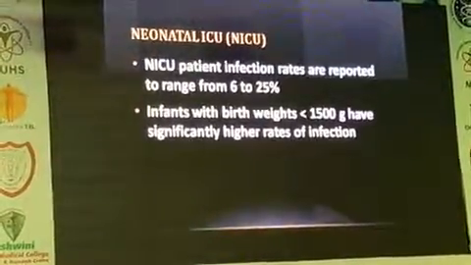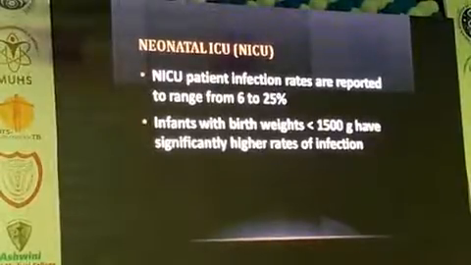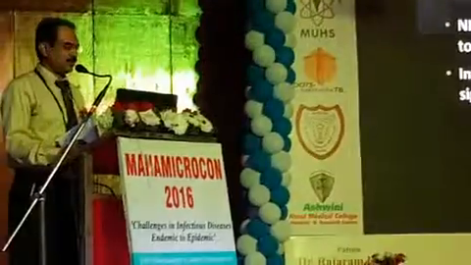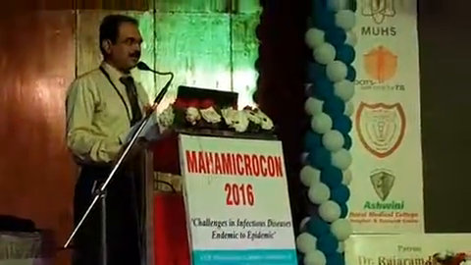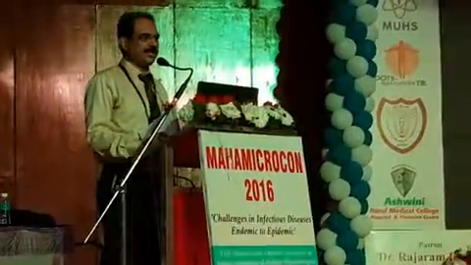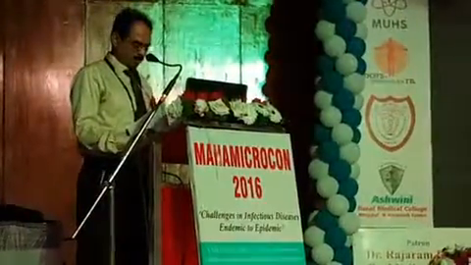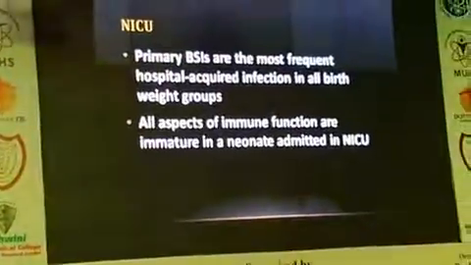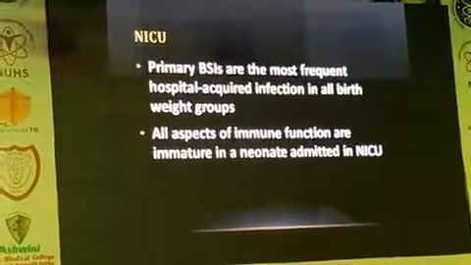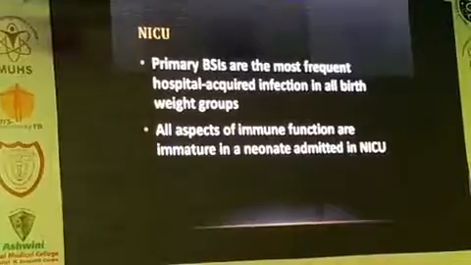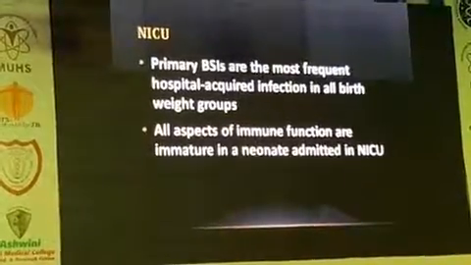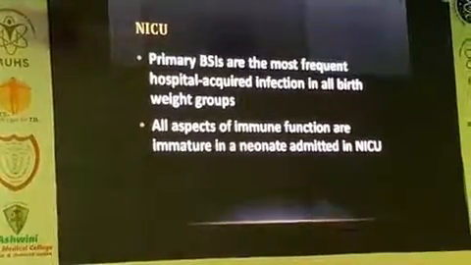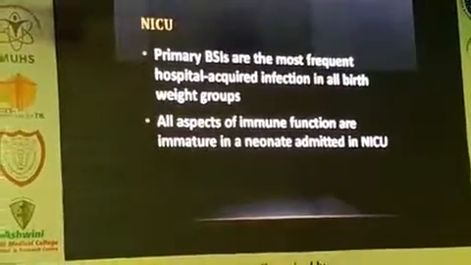The neonatal ICUs are also a very important component of each and every hospital, NICUs. NICU infection rates are reported in range of 6 to 25%, and particularly important is that a low birth weight baby is the one who suffers the most. Primary bloodstream infections are most frequent in hospital-acquired infections in all birth weight groups. All aspects of immune functions, as you know, are immature in a neonate, and therefore has a chance of getting infected with otherwise normal flora of other persons.